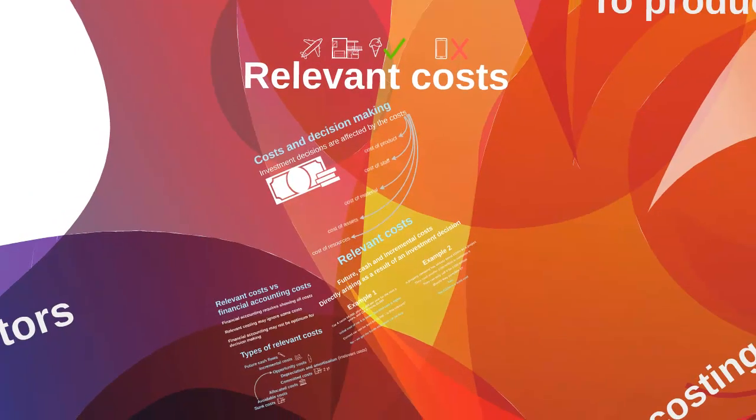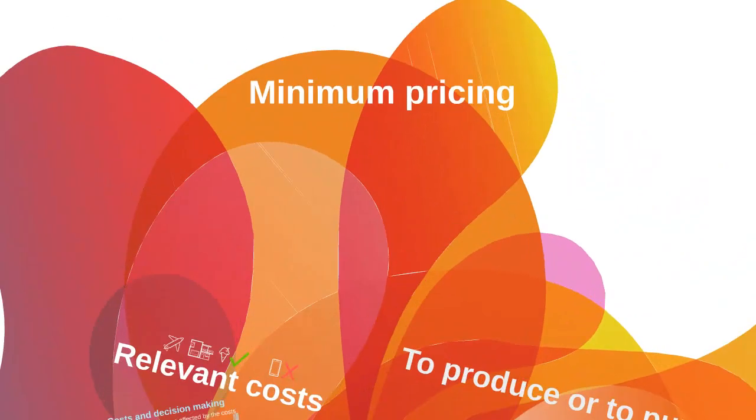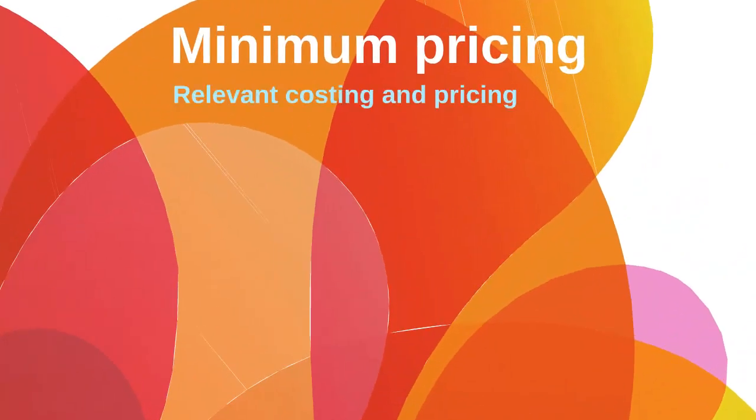So that's relevant costs. Now let's look at the kinds of decisions that relevant costs allow us to make, starting with minimum pricing. Minimum pricing relates to relevant costing because relevant costs should be calculated together, and the total sum of all our relevant costs should be the minimum price. Minimum price equals the sum of relevant costs, as I've summarized for you here.